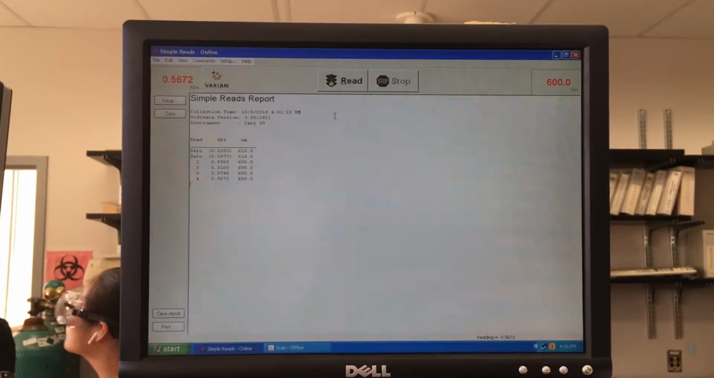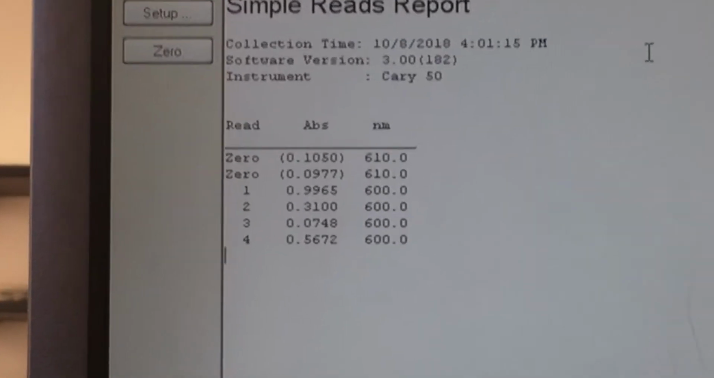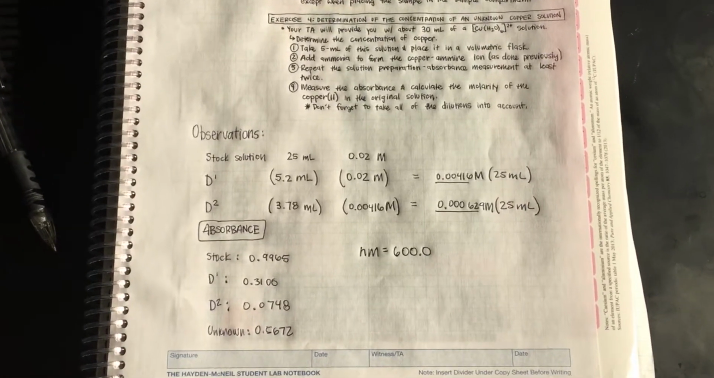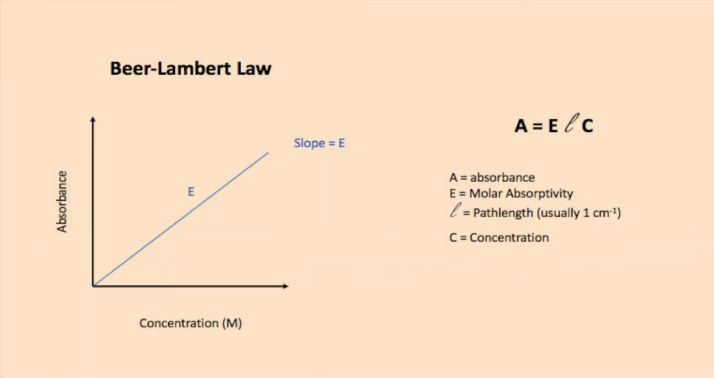The recorded absorbance values and calculated concentrations will allow you to determine the relationship between absorbance and concentration, and allow you to calculate the concentration of the unknown. The absorbance of a solution can be determined through the relationship between concentration and molar absorbance using the Beer-Lambert law.